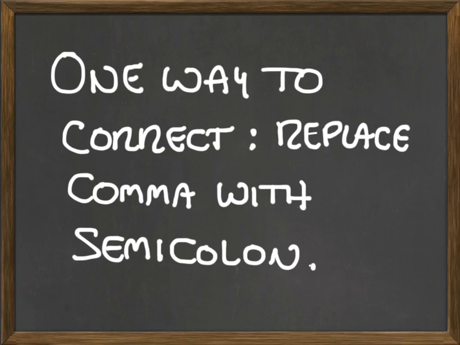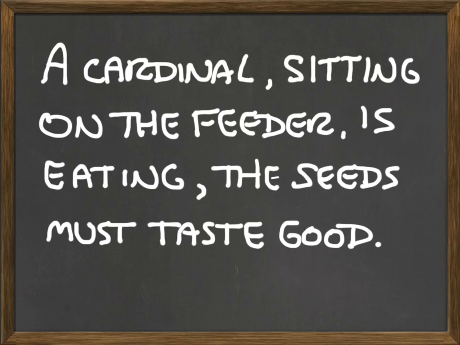So one way to correct is, as we've discussed, to replace the comma with a semicolon. Let's look at this sentence. A cardinal sitting on the feeder is eating, the seeds must taste good. Well, even though it looks a little short, this is a run-on sentence because it's got these ideas in it and you can't quite tell what goes where. Is he eating the seeds? Is eating? What's going on?